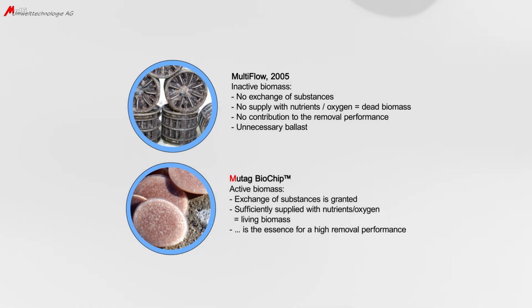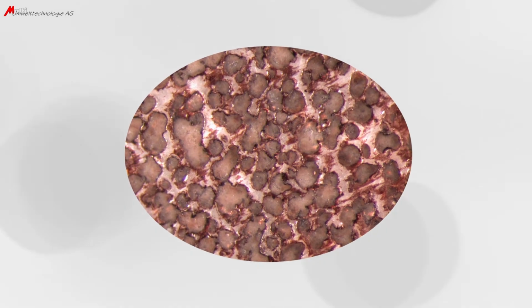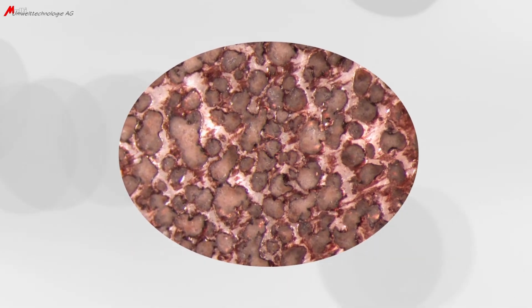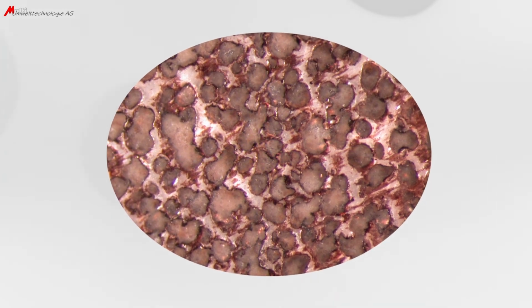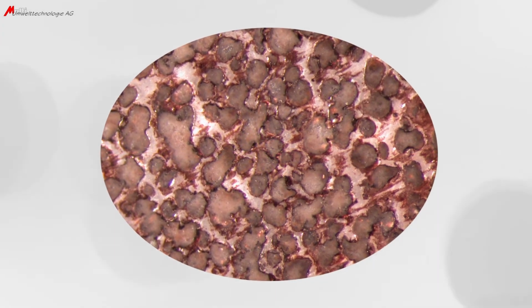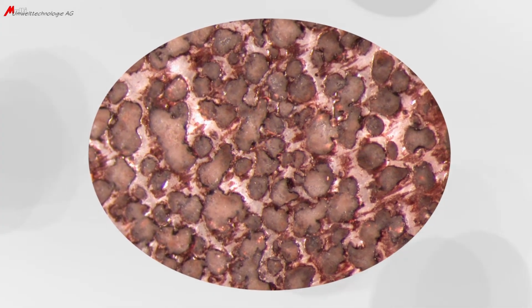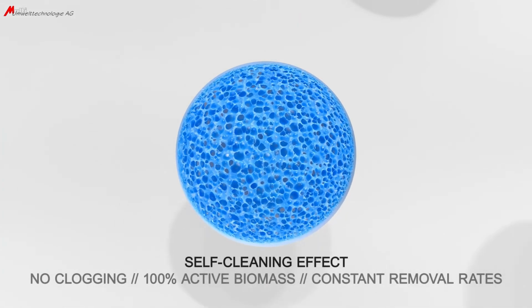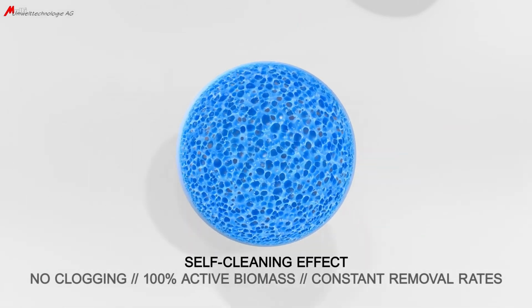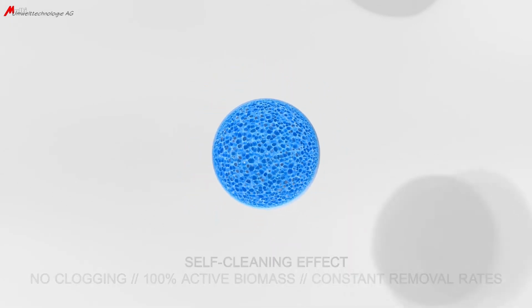All biomass located in the deeper layers does not contribute to the metabolism process, and is hence unnecessary ballast, which is still being moved around the MBBR, having a negative impact on the operational costs. As you will observe correctly, also the pore system of the Mutag BioChip is completely filled with biomass, whereas the point here is that all this biomass is active and alive. In fact, the Mutag BioChip provides a self-cleaning effect, which ensures that clogging is simply not possible to happen.